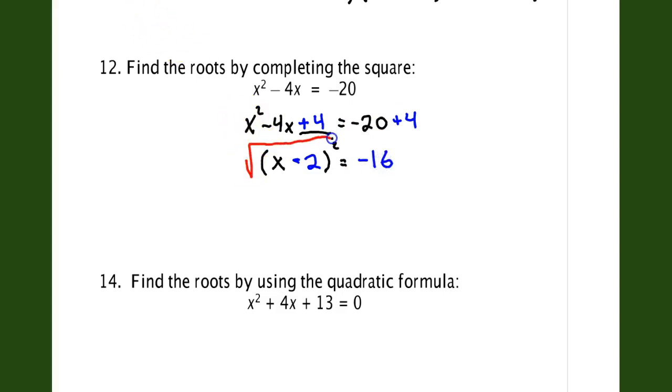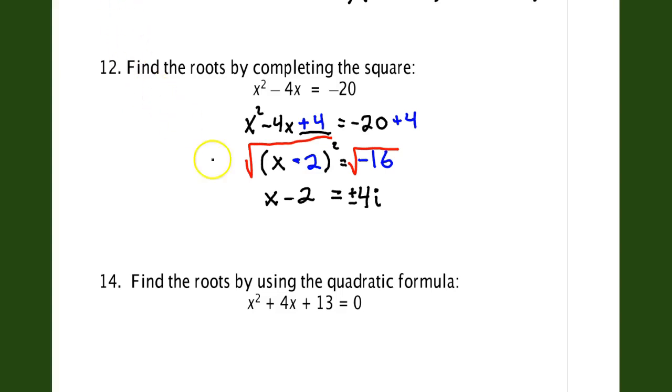Now you'll notice we're going to end up taking the square root of a negative, right? So this means it's an imaginary number. So we'll have x minus 2 equals the square root of negative 16. Well, the square root of 16 would be 4, plus or minus. But with the negative, we'll have the imaginary i right there. So plus or minus 4i.